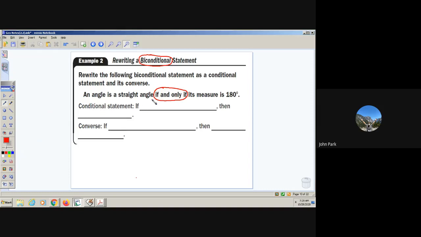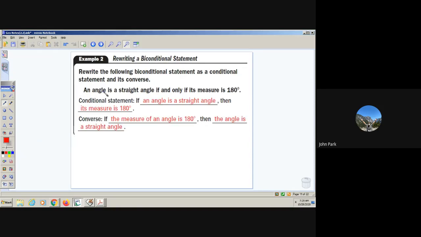And so we could write a biconditional statement into a conditional statement that we talked about last time. So we can write that as if and then. And then we can switch it and write it as the converse of the conditional statement, right? And so a biconditional statement can be separated into two different statements. The one is just the original conditional statement, and then the converse is switching it.